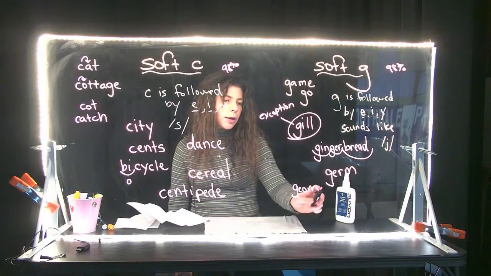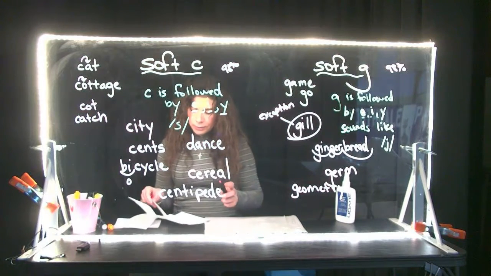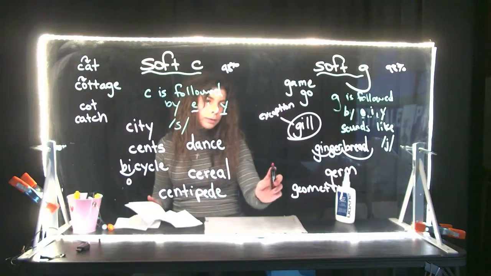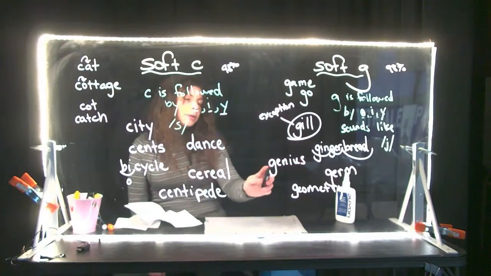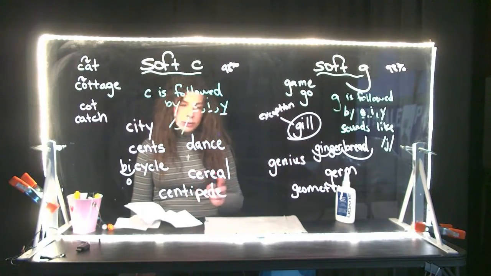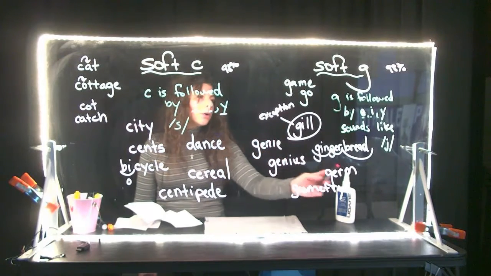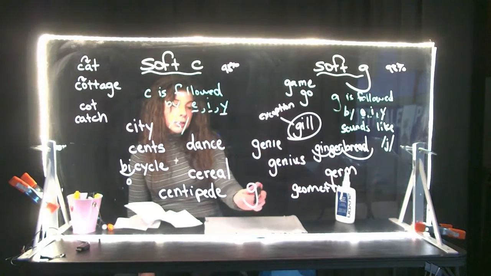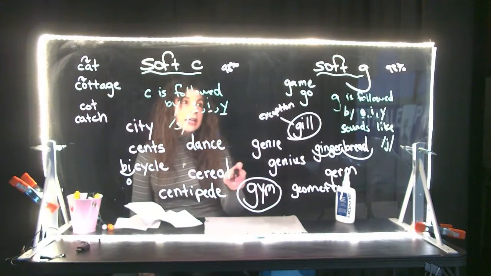We're going to talk about geometry with shapes. I don't say geometry with a hard G, I say geometry. I don't say genus, I say genius. Or genie, like a genie in a bottle. Or, a lot of you, this is your favorite special. I don't say gim, I say gem.